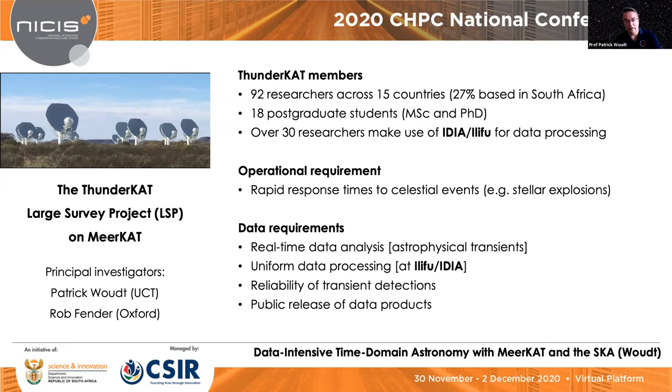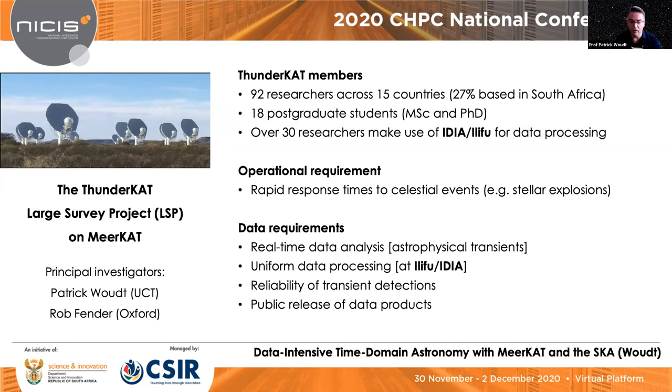From an operational perspective, we require a rapid response to celestial events. We're looking at objects in the sky that vary on time scales of minutes, sometimes even as short as a few seconds, minutes, hours, days. And so we have to be on sky quickly. And this adds a complexity in operating the telescope. And that also adds an additional complexity in the data requirements, because we want to see what goes on in these events in real time. So we have to do real-time analysis, looking for these astrophysical transients, but we also want to make sure that the data are processed in a uniform way, given that many different students work on different data sets.